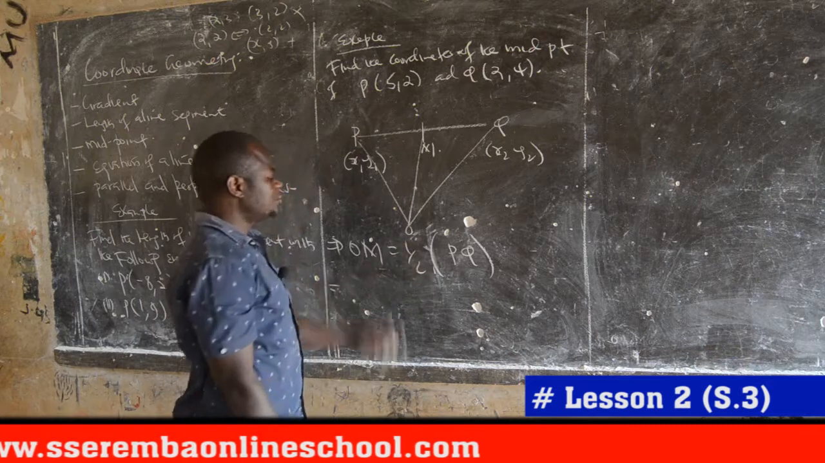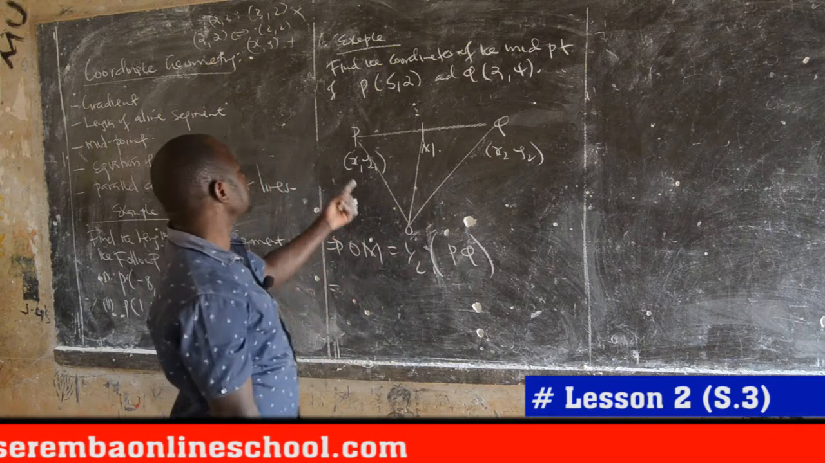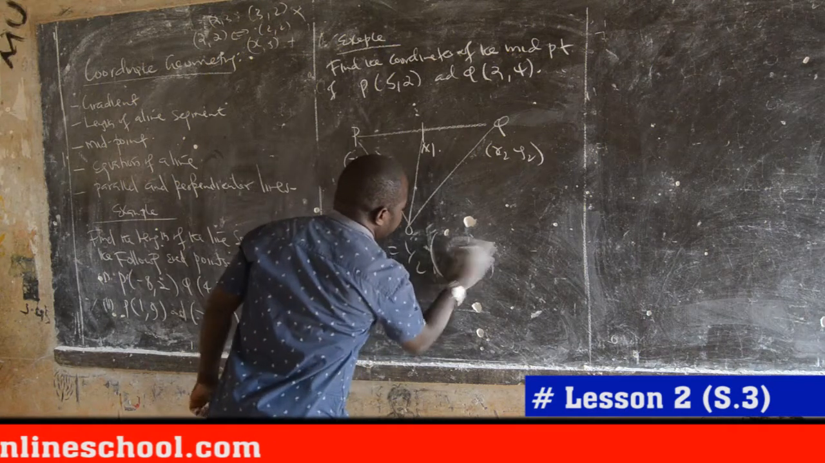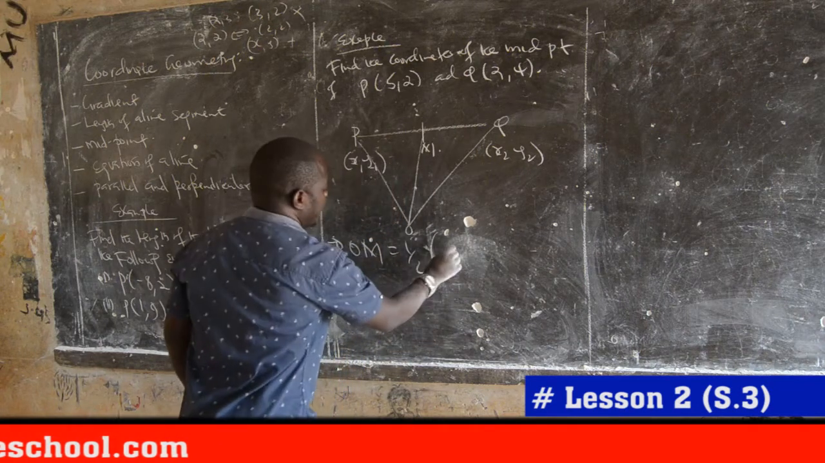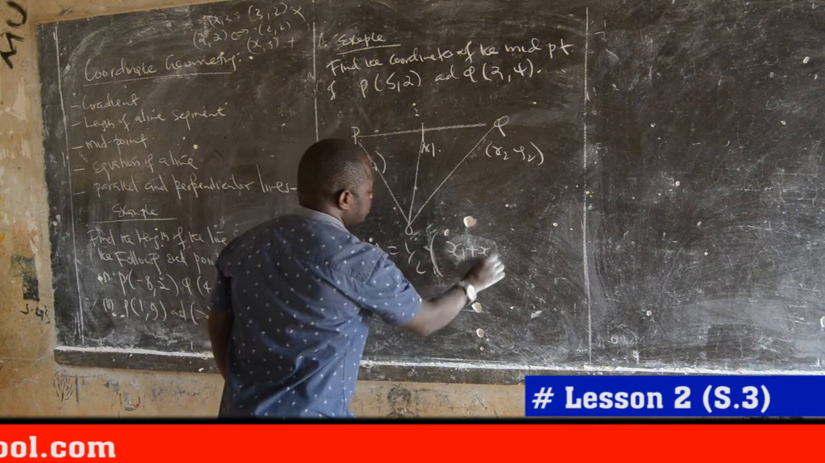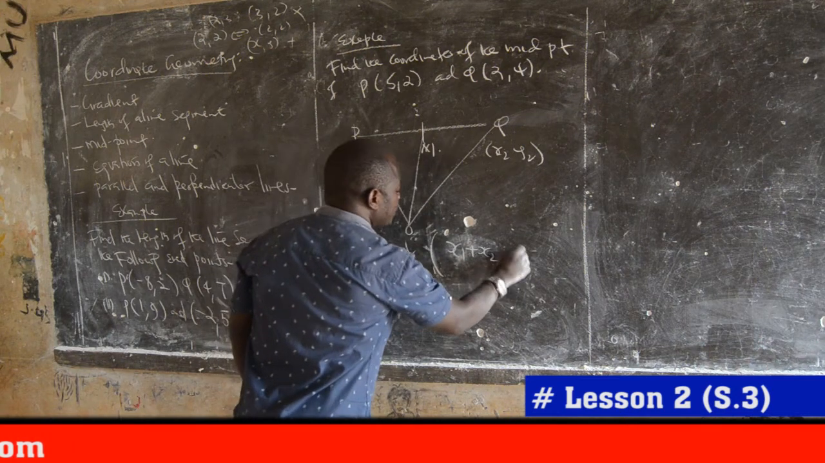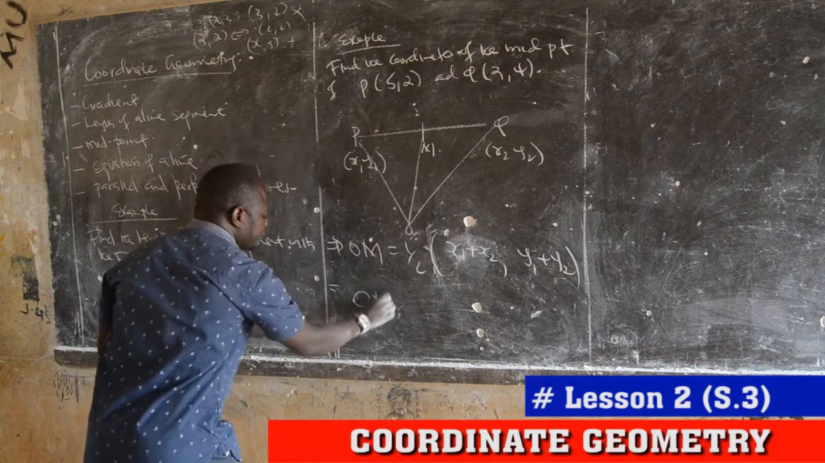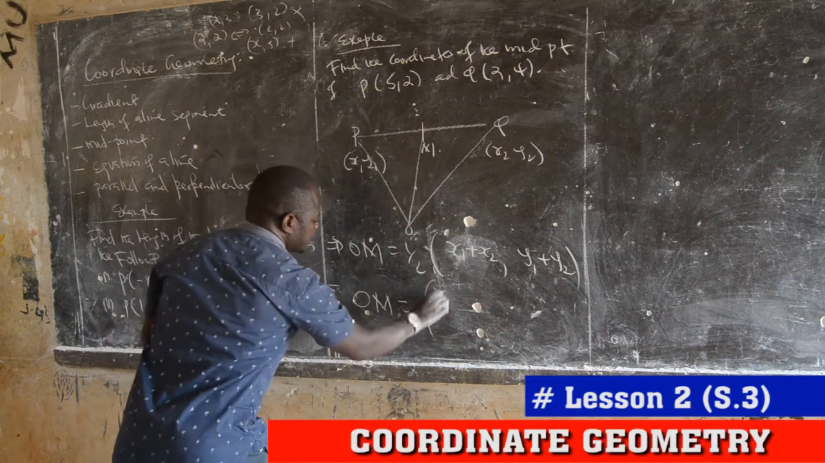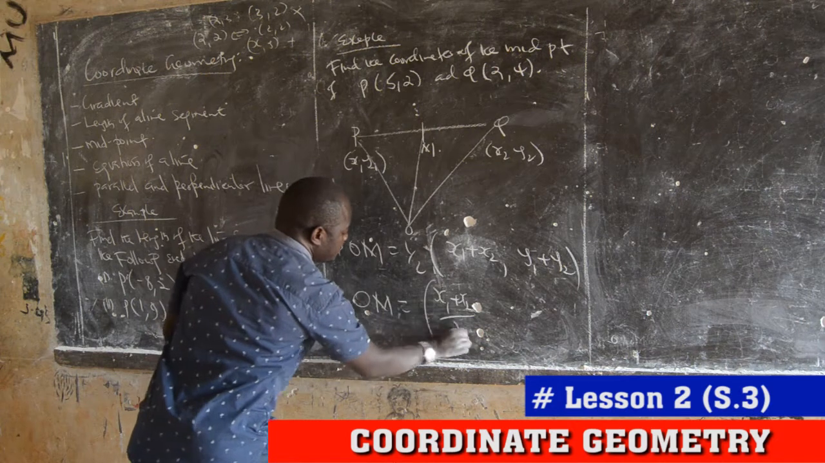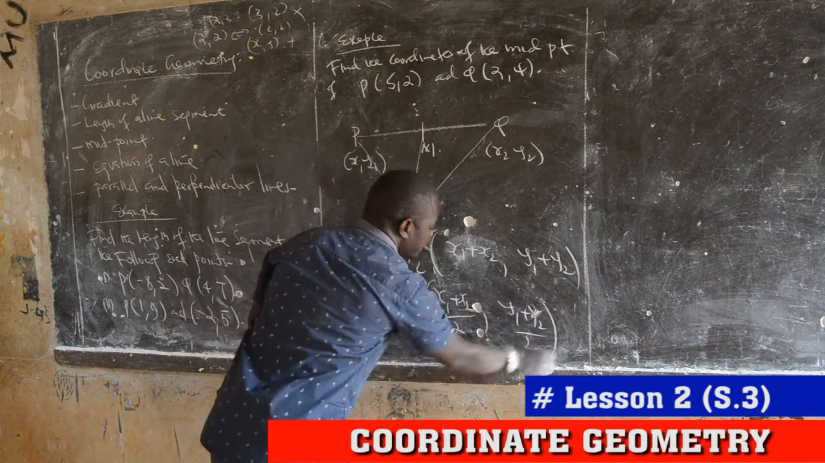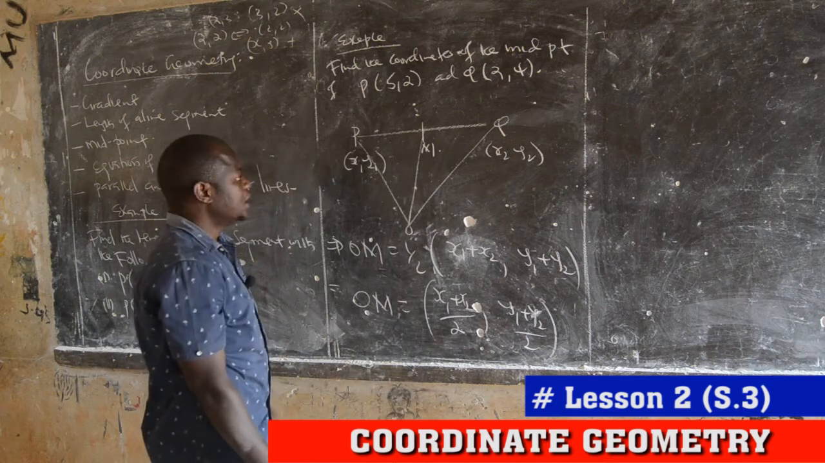PQ is just, when we are getting the midpoint, we add this plus this and divide. So it will be a half of x1 plus x2, then y1 plus y2. That's why, when they are giving you the midpoint, they say it is x1 plus x2 divided by 2, and y1 plus y2 divided by 2. That's how we get the midpoint of a given point.